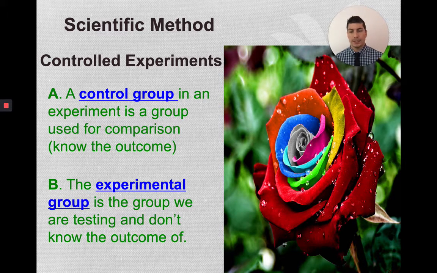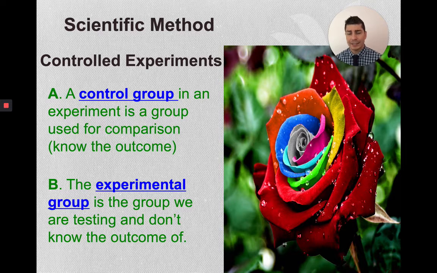So in an experiment, guys, you always have to have two different groups that you're comparing during the test. One is going to be a control group, and the other one is going to be the experimental group. The control group is the group that you already know the outcome of. I'll go over an example to better explain it. The experimental group is the group that you're applying a variable to.